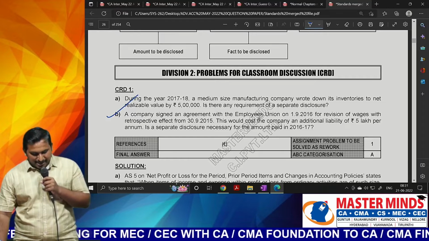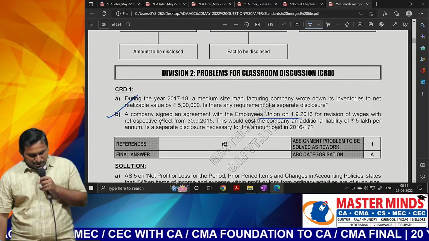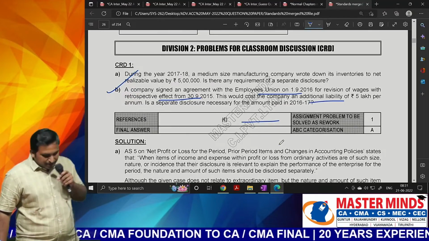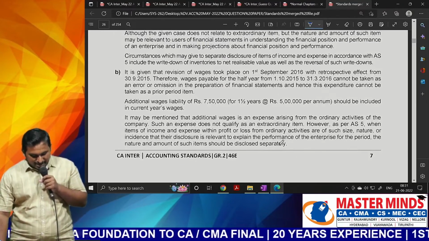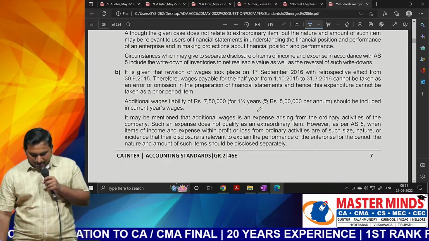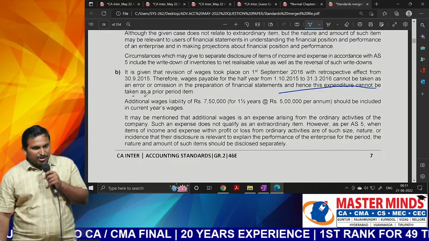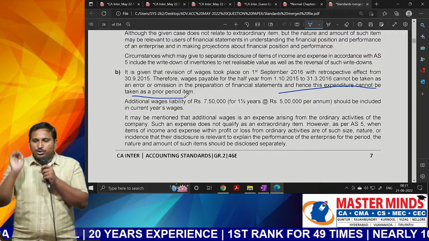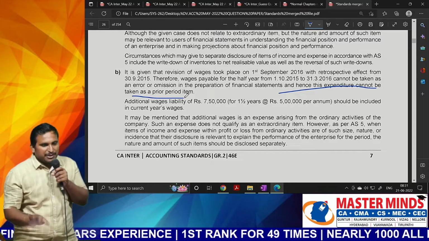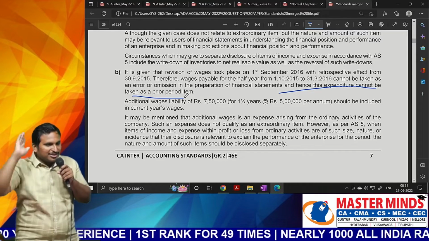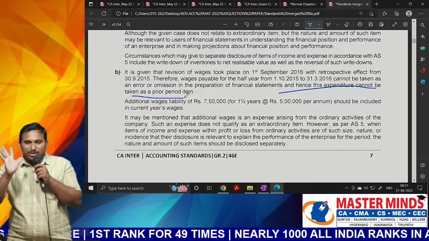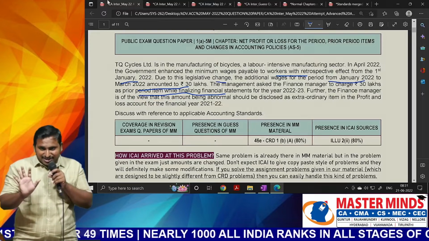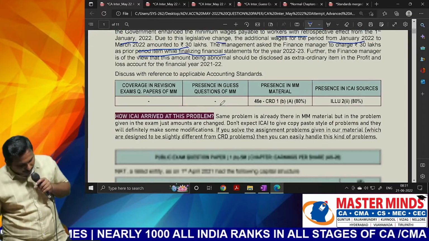A company signed an agreement with the employees union for revision of wages with retrospective effect. So this would cause additional liability. This was the similar question where I used to clearly communicate, please write in the answer that it is not a prior period item. I have said it in classroom discussion also, always you have to mention that it's not a prior period item. In the question they have asked the same, whether it is a prior period item or not. So conceptual clarity is very much important, particularly in standards. This time in standards, they have given conceptual questions only.